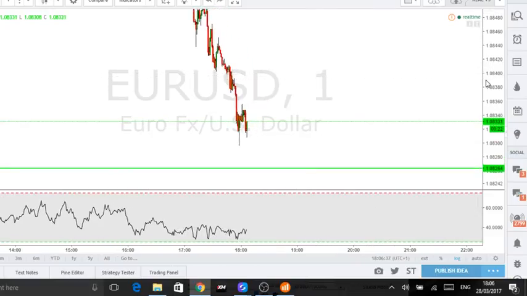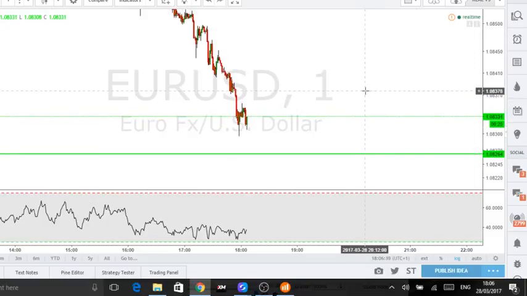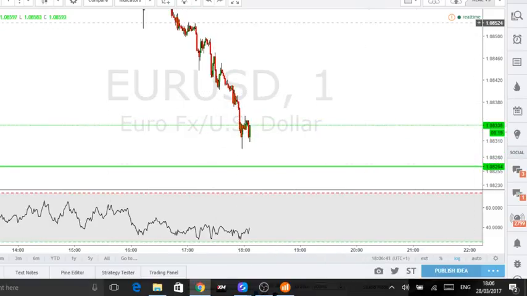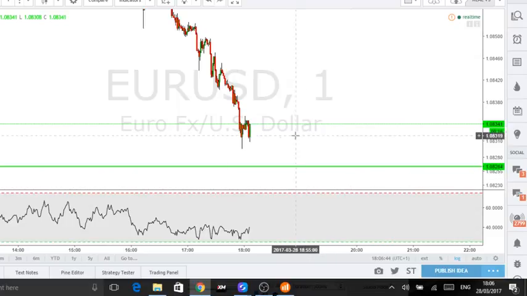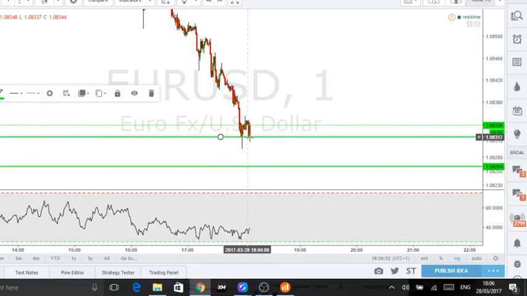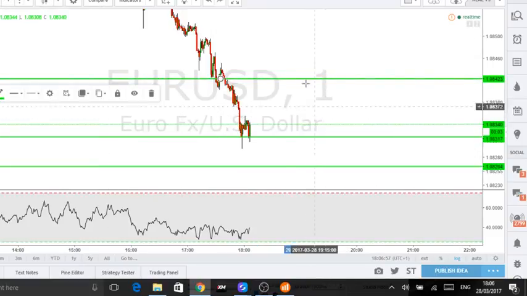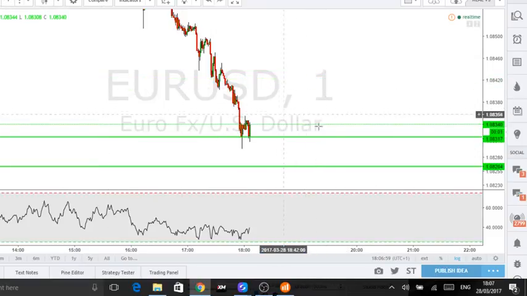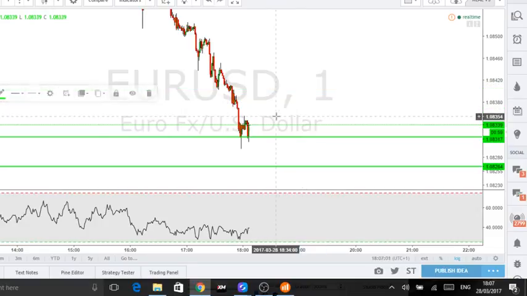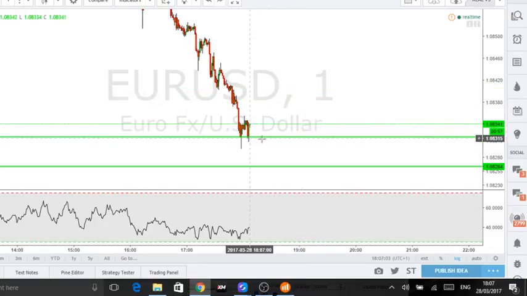Now, what I can see here is price has made a double bottom right here on the lower time frame. There we go. We've made a double bottom here, so it came to this line, reversed, came to that line, reversed. So I know there's a chance it's going to reverse.